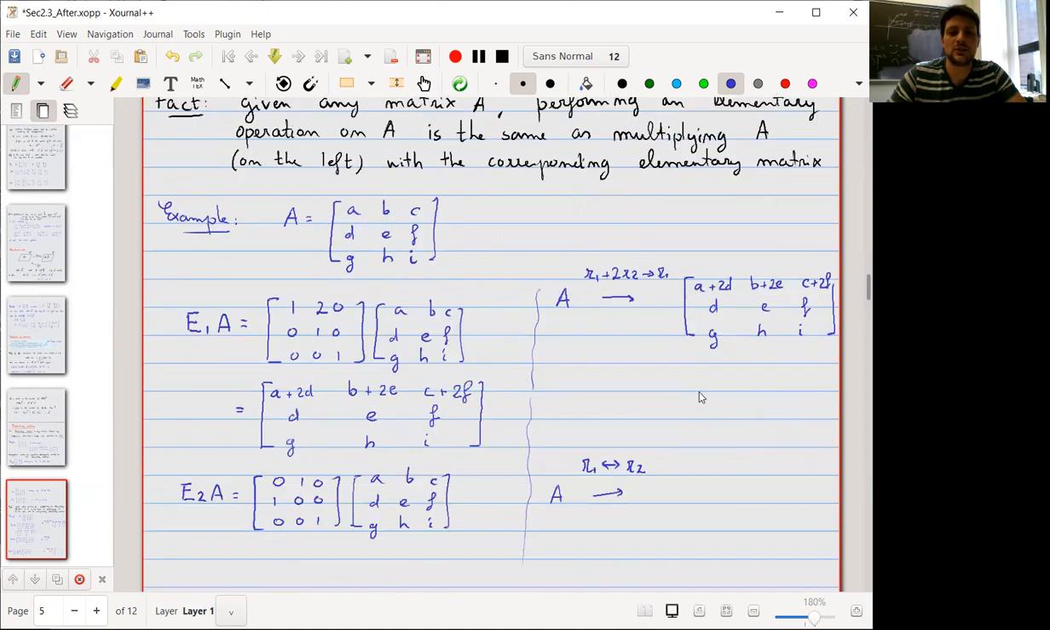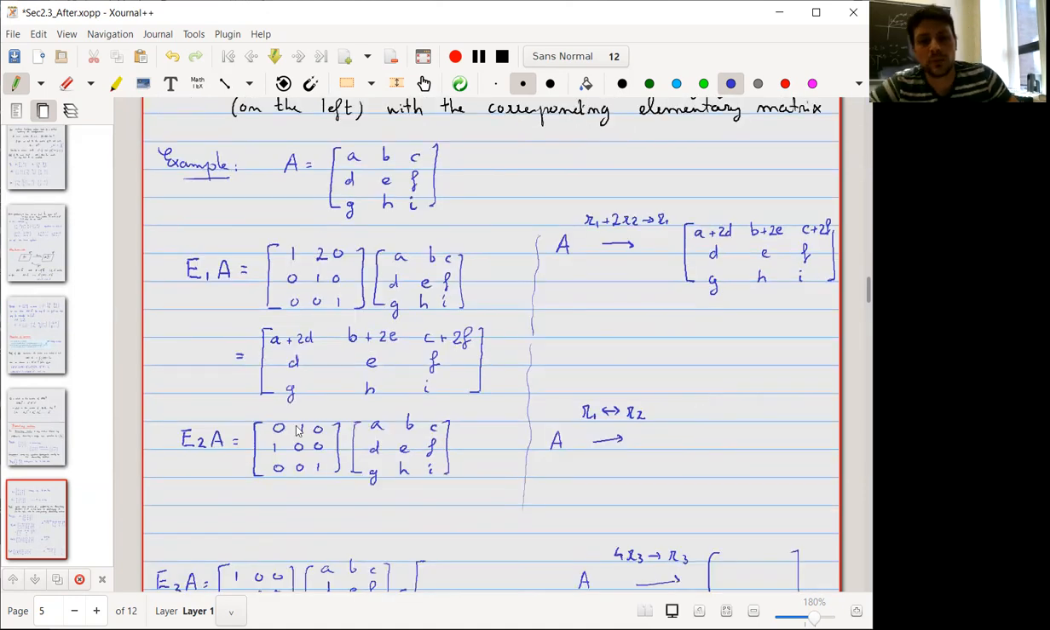Let's try to do it with another example. When I take E2, switching the rows would have the following effect on the matrix A. This is D, E, F, A, B, C, G, H, I. Let's try to multiply A on the left by the matrix E2.